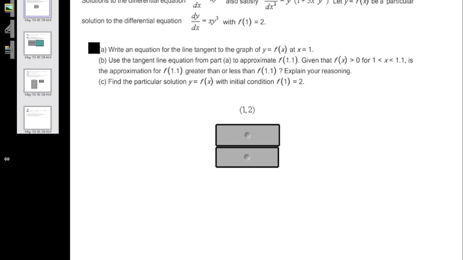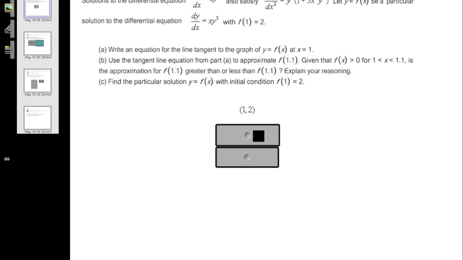Question A asks us to write an equation for the line tangent to the graph of y equals f of x at x equals 1. In order to find the equation, we have to use the given point (1, 2) and the first differential equation dy over dx equals xy cubed. First, we have to find the slope of the line at x equals 1. So we plug in the point (1, 2) into the first differential equation.